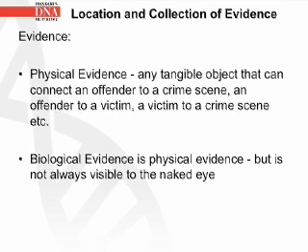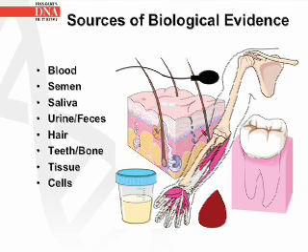Physical evidence is any tangible object that can connect an offender to a crime scene, an offender to a victim, or a victim to a crime scene. Biological evidence is physical evidence, but it is not always visible to the naked eye. Sources of biological evidence: blood, semen, saliva, urine, feces, hair, teeth and bone, tissue, and cells.